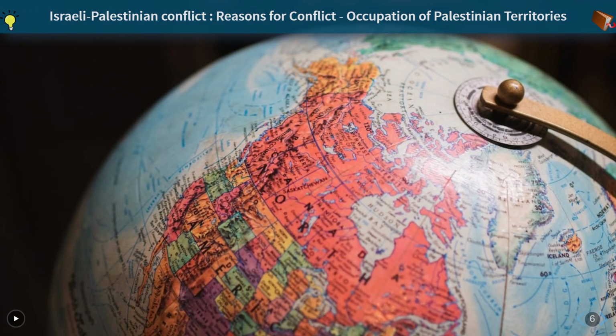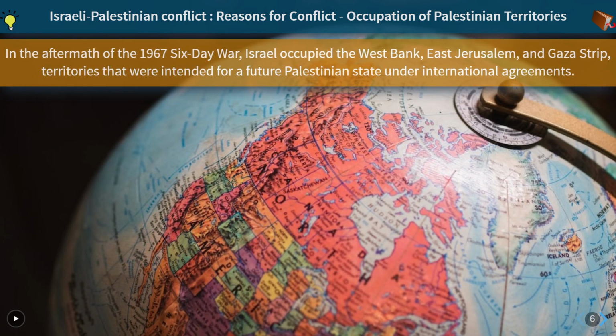Occupation of Palestinian territories. In the aftermath of the 1967 Six-Day War, Israel occupied the West Bank, East Jerusalem, and Gaza Strip, territories that were intended for a future Palestinian state under international agreements.